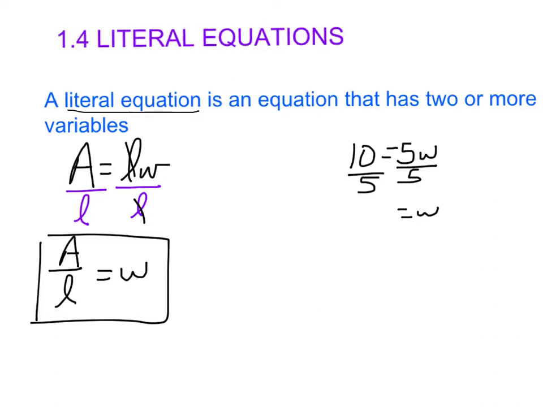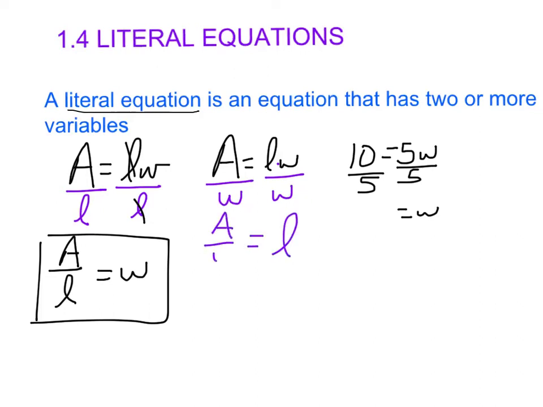Let's do another example. Let's do A equals LW again, but now I want to solve for L. I want to get the L by itself. It's the exact same thing. How do you get rid of times W? You divide by W. So in this problem, the length would equal A divided by W. And that's your answer.